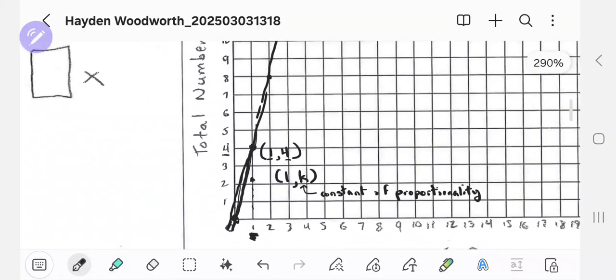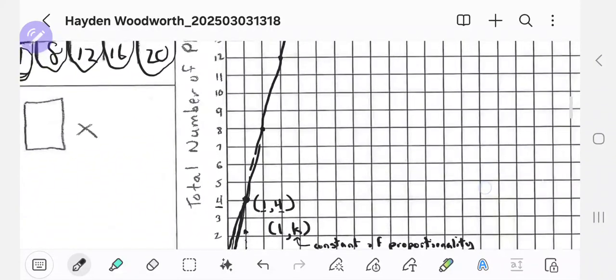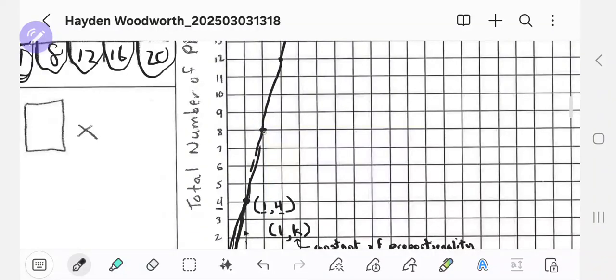Now, what if you can't find that point? What if you can only find other points? Well, let's see if there are any characteristics between these other points that can help us. This is 2, 8, and this point here is 3, 12. Can we get our constant of proportionality there? Of course we can.